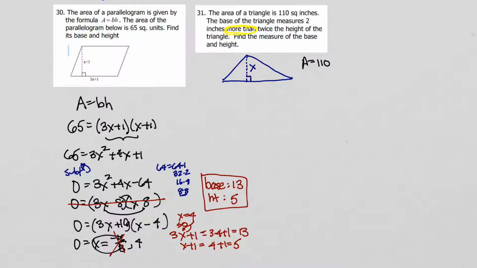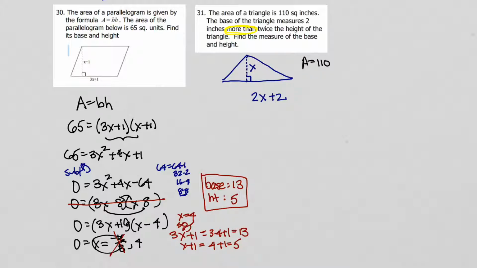And then, what about the base? We'll come back here. The base is 2 inches more than, okay, so here's where we start. Twice the height. So let's write it. Twice the height. And 2 more, right? It's 2 inches more than twice the height. So here is twice the height, and it's 2 more. So 2 more than twice the height, and that is the base. All right, so the base is that number right there.